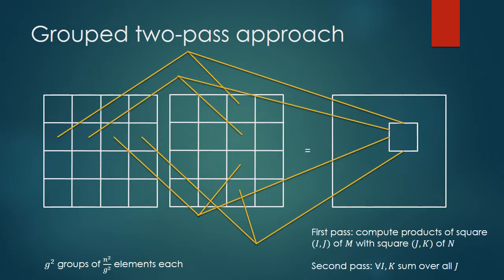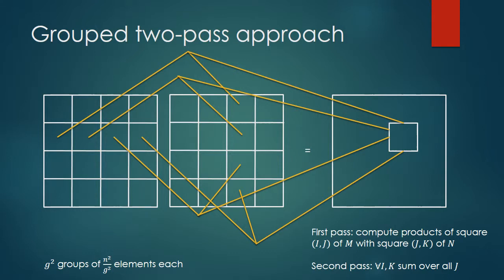In this case, we have to group it in a more complicated fashion. We're going to again go for a grouping, but we're going to use blocks. In the first stage, the product of these blocks is computed, and then they are summed up together to produce the result in the second pass, right? You remember that: first pass, compute the product of square ij of M with square jk of N, and then second pass, for all ik, sum over all the j combinations to generate the output out here, okay?